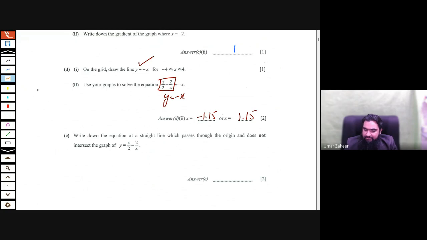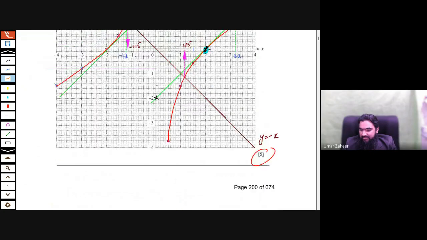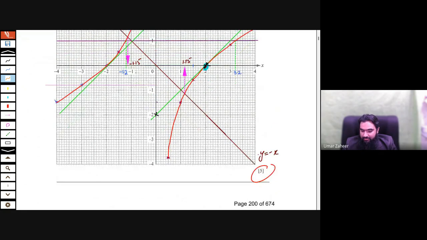Yes, Simon, is it clear? Any questions? No, sir. I'm just trying to use different colors for different parts so you will see the working clearly, okay?